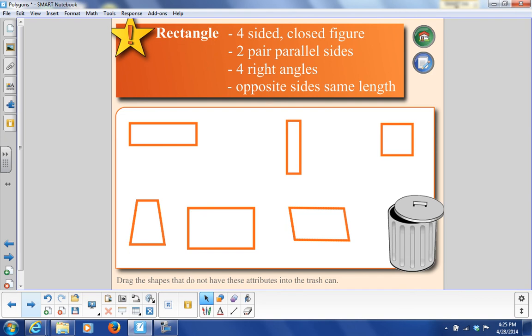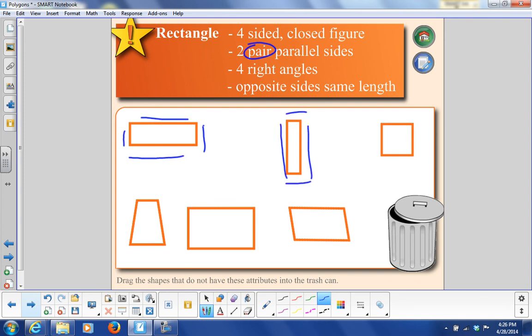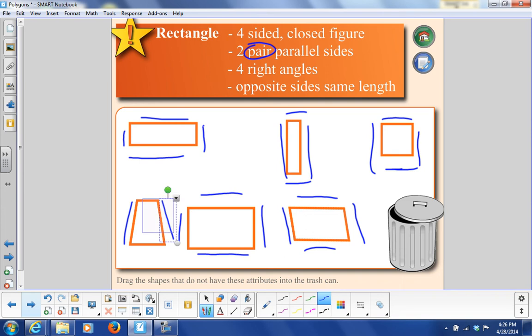Two pair of parallel sides. So I have parallel sides here and parallel sides here. Two pairs of them. I have parallel sides here, parallel sides here. Good. I have parallel sides here, parallel sides here. Parallel sides here, parallel sides here. These are not parallel over on this side. They go in different directions. So that is not a rectangle.